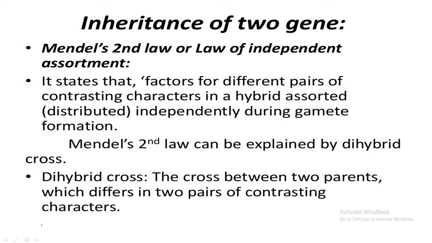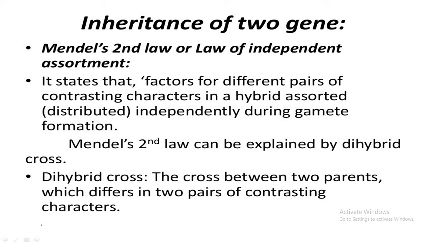Now let us study the inheritance of two genes. To verify his results of monohybrid cross, Mendel also crossed pea plants differing in two characters, that is, a dihybrid cross. This helped him to understand inheritance of two genes, that is, two pairs of alleles at a time. It was found that inheritance of one pair of alleles, one trait, does not interfere in the inheritance of the other pair of alleles, the second trait.